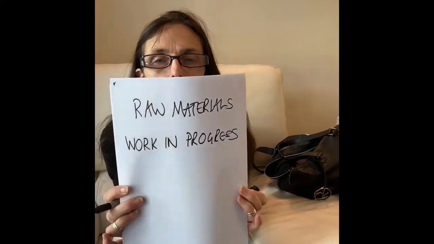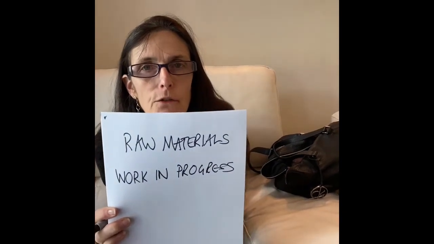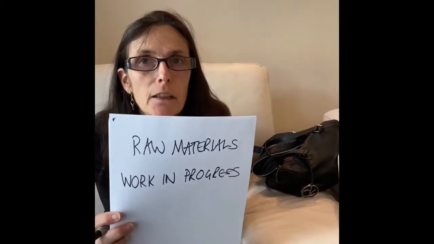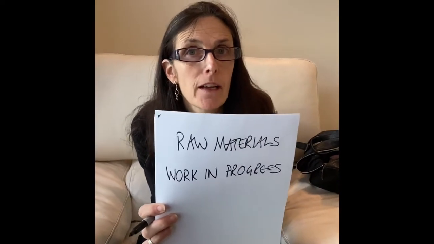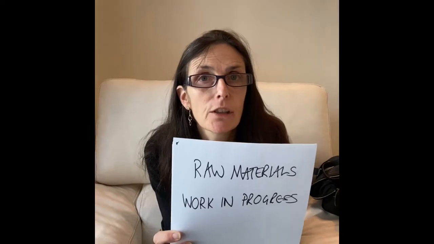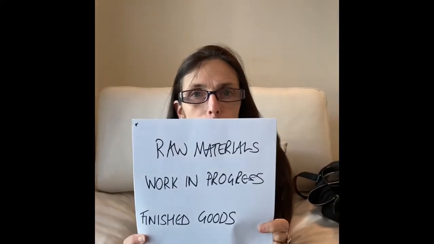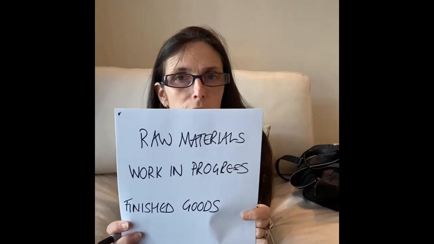At any time in the factory, there will be stocks of raw materials and there will be stocks of goods which are halfway or part way through the manufacturing process. And finally, when the goods come off the conveyor belt or off the production line, we should have our finished goods. So we have three different types of stock: work in progress, finished goods and raw materials.